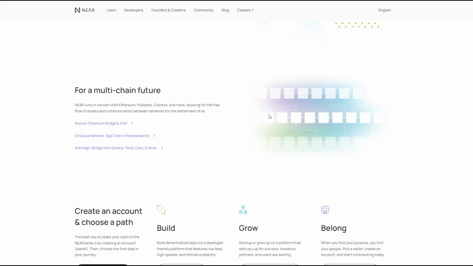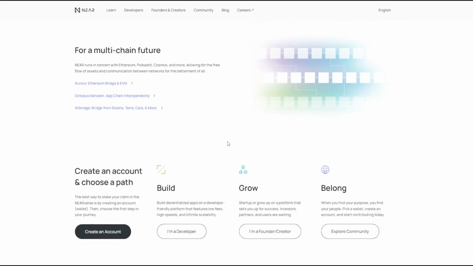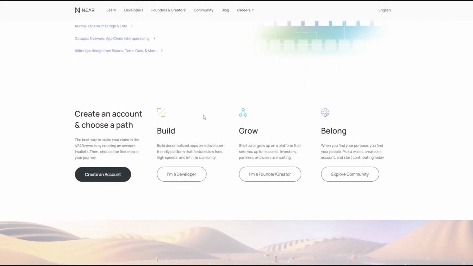Now, multi-chain features as well. So it runs in concert with Ethereum, Polkadot, Cosmos, and a lot more networks, which means that it is fully interoperable, something that Polkadot started back in the day. You can choose what you want to do. You can build if you're a developer, grow if you're a founder or creator, and belong to a massive community.